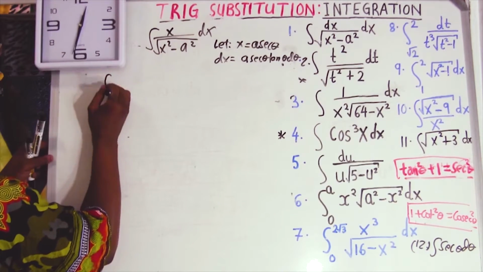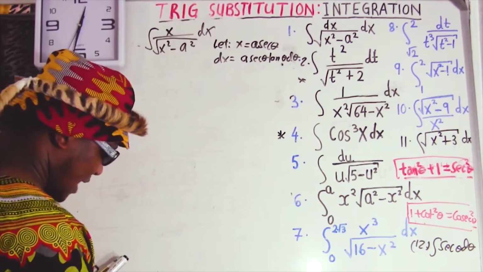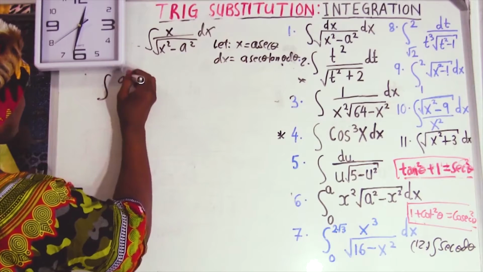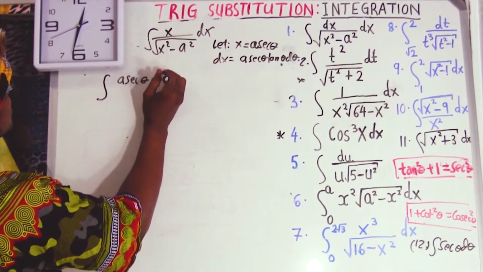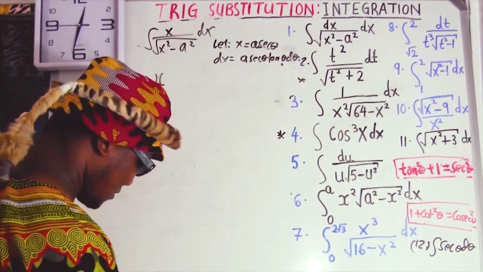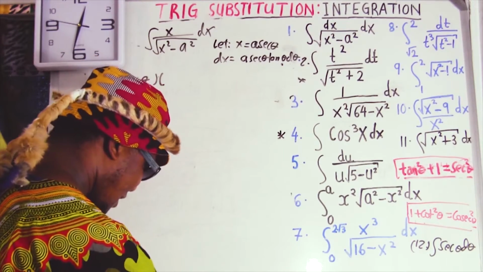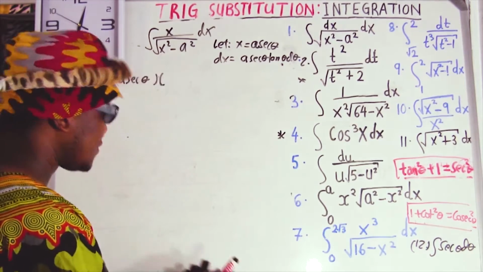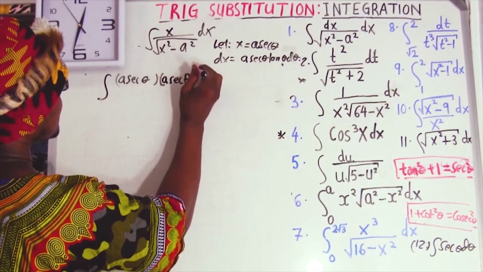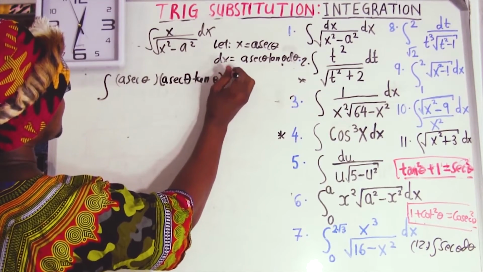So this is going to become the integral. We know the value of x. What is x? Our x equal to a sec theta, and dx equal to a sec theta tan theta d theta. Oh God, the pens are finished.